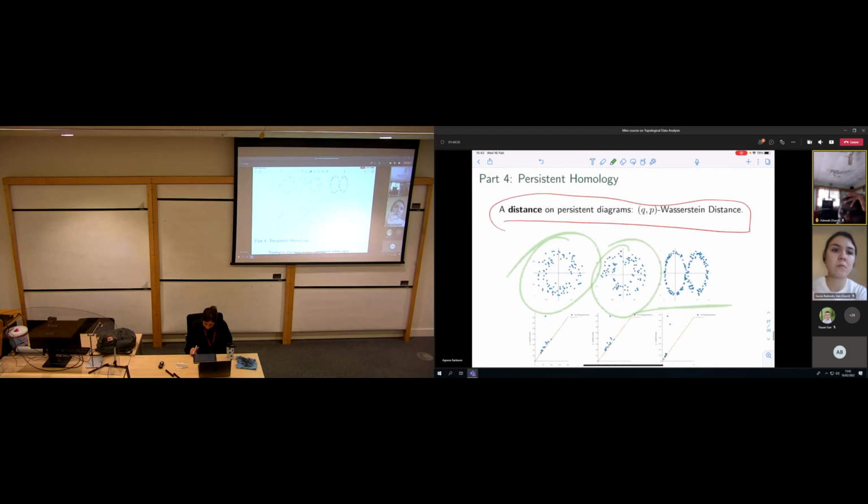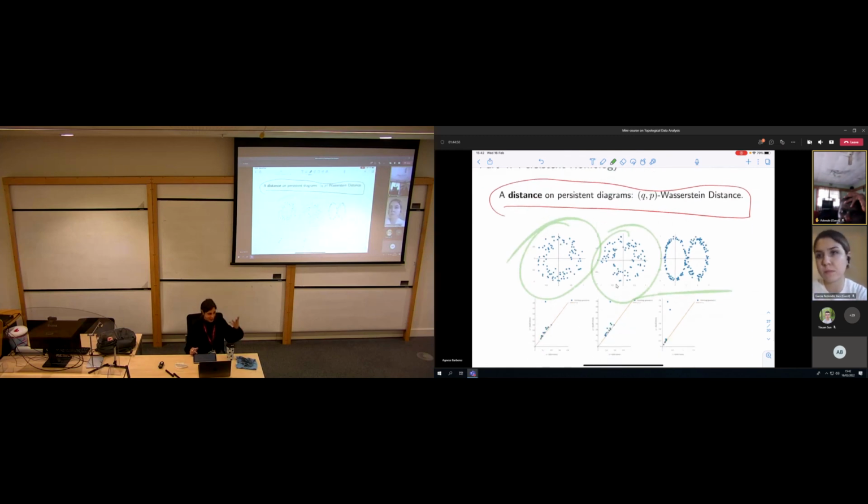Now, persistent diagrams are very nice because of that. One thing you can't do with persistent diagrams is sum them. So if you have, let's say, several different point clouds, and for each one of these point clouds you compute the persistent homology and you have the persistent diagram, you can't, for example, take the average, okay? Because there's no meaningful notion of a sum of two persistent diagrams.